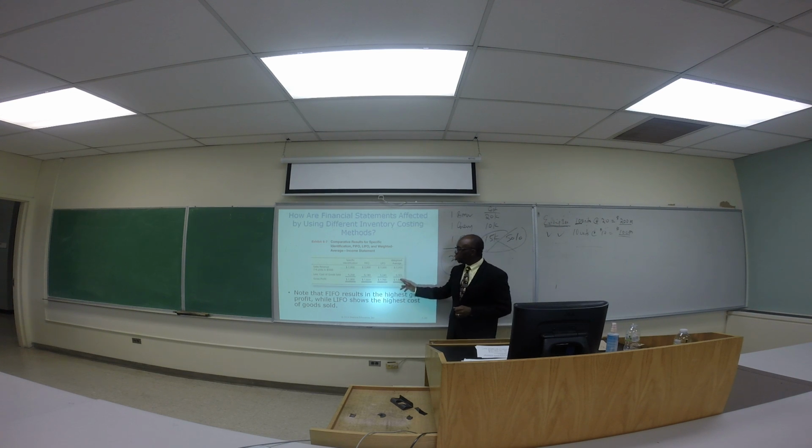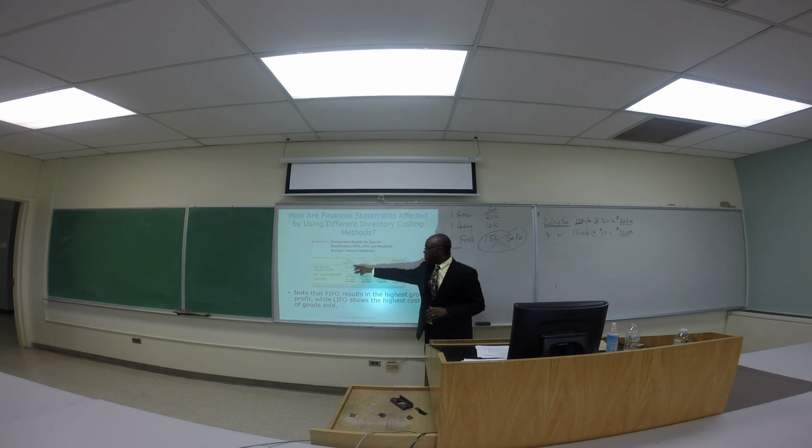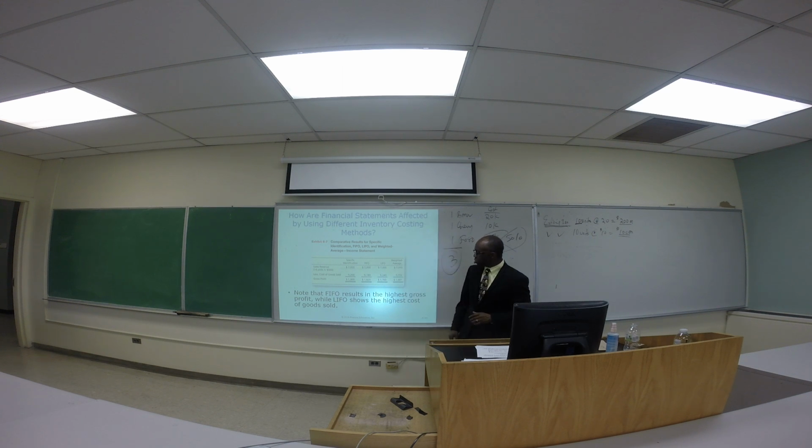Now, here is a partial income statement comparing the costing methods that we just talked about. All right. So note, FIFO results in the highest gross profit, while LIFO shows the highest cost of goods sold. We just talked about that.